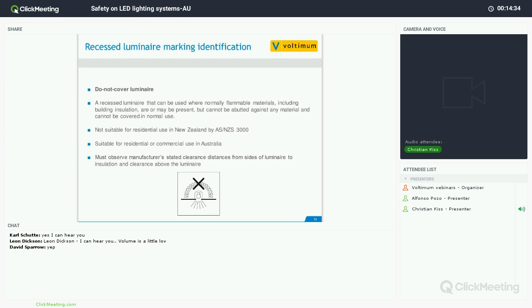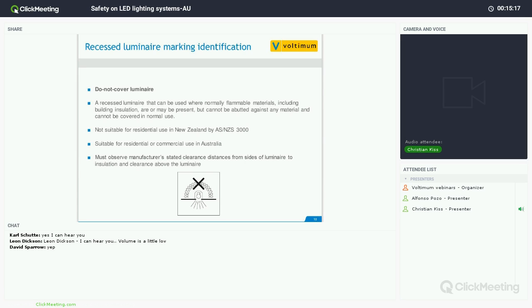So the next type is identified as a do not cover luminaire. Basically it's a recessed luminaire that can be used where normally flammable materials, including building insulation, are or may be present, but cannot be abutted against any material and cannot be covered in normal use. So it's self-explanatory. You can't cover it and you can't put combustible materials right up against it. These are basically not suitable for residential use in New Zealand as per ASNZS 3000, the wiring rules, but they are suitable for commercial use and residential use in Australia because there's slight variances within ASNZS 3000.